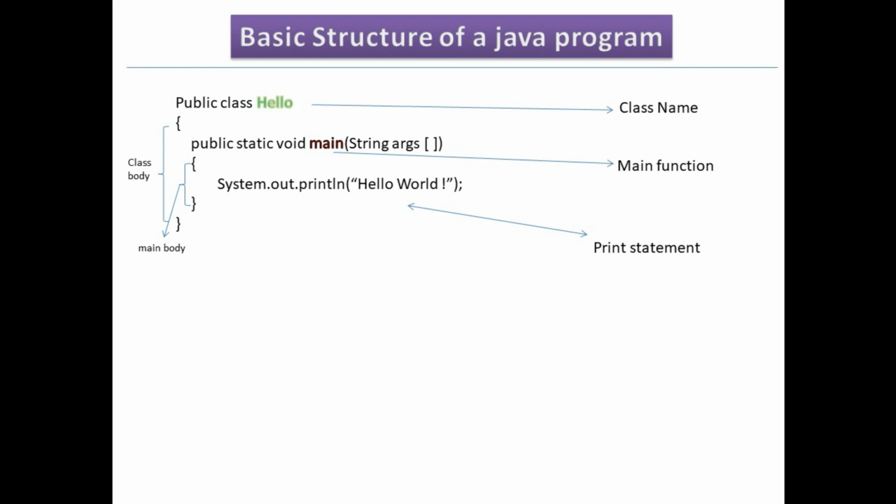Now the structure of a main method is like public static void main, inside the brackets String args. Now the details of these keywords will be explained in later videos. In this main method, we are writing System.out.println. What is System.out.println? This is a method of Java which is used to print anything in the console or the screen of the computer. So here we are writing Hello World inside the double quotes, which will give us the output of Hello World in the console.